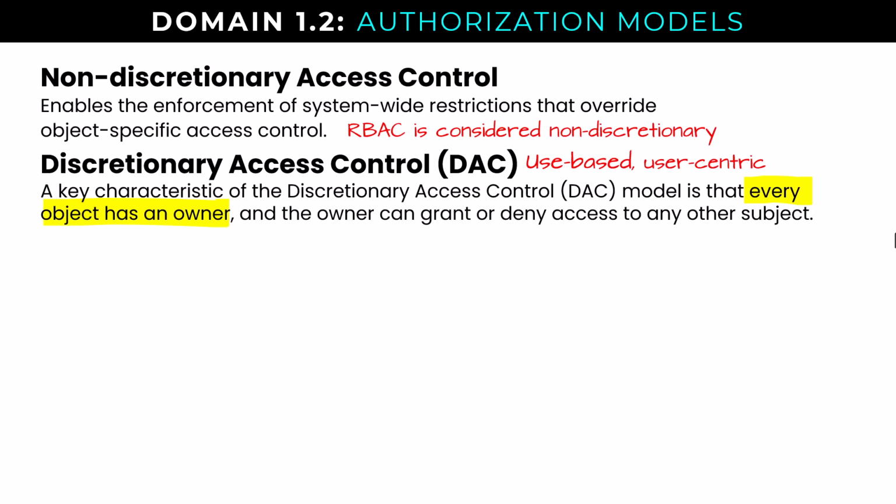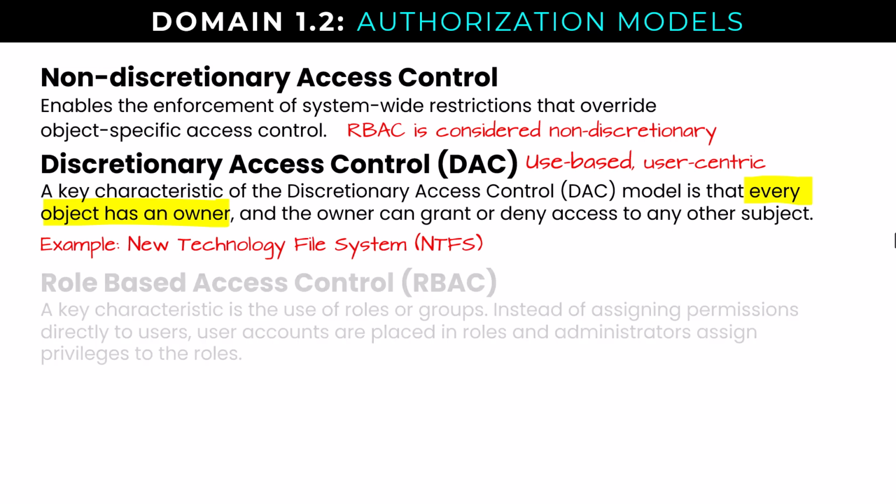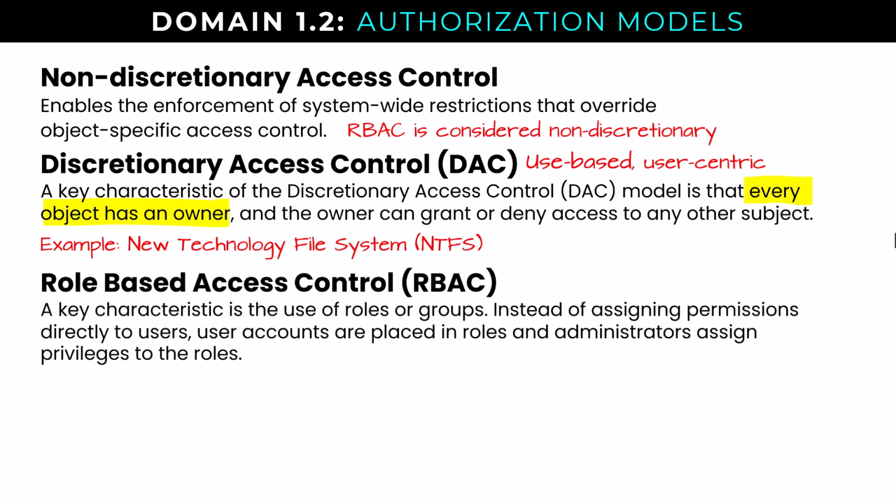A good example of discretionary access control is the NTFS file system on Windows, widely used for more than a couple of decades now. Next, we have role-based access control, a key characteristic of which is the use of roles or groups. So instead of assigning permissions directly to users, the user accounts are placed in roles and administrators assign privileges to the roles. These are typically mapped to job roles.